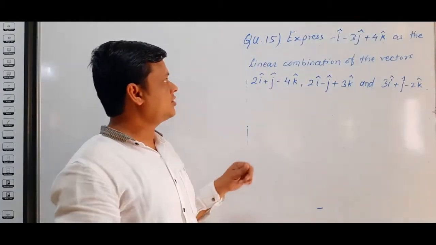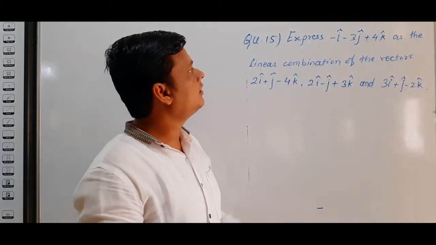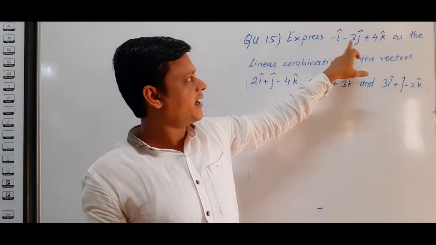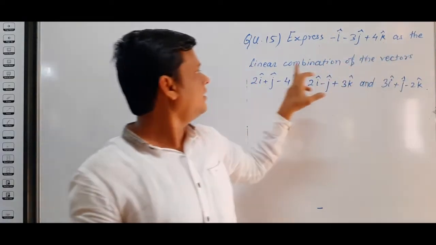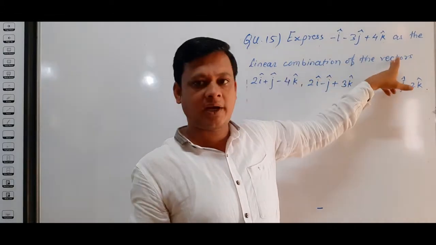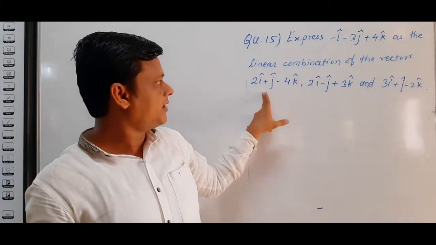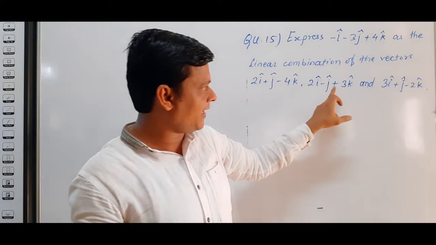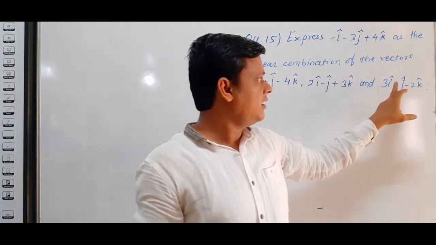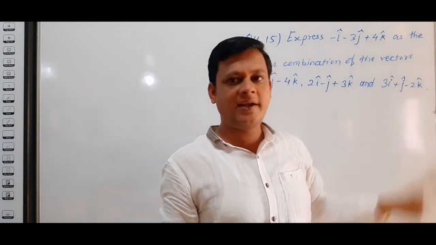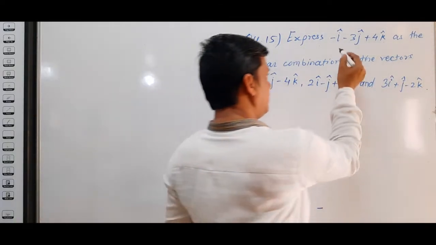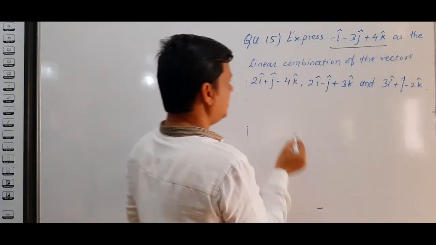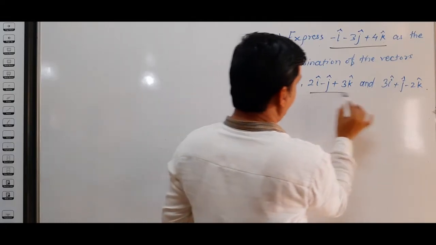Now see next question 15. Express -i cap -3j cap +4k cap as the linear combination of the vectors 2i + j - 4k, 2i - j + 3k and 3i + j - 2k. So we have to express this vector in the linear combination of these three vectors.